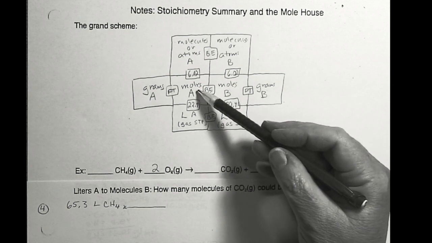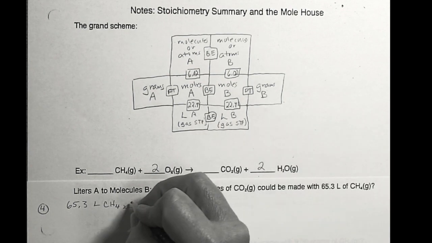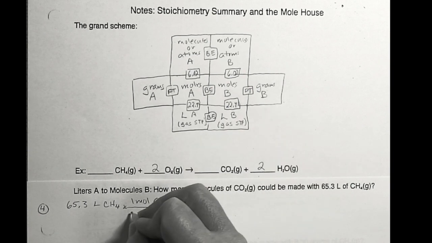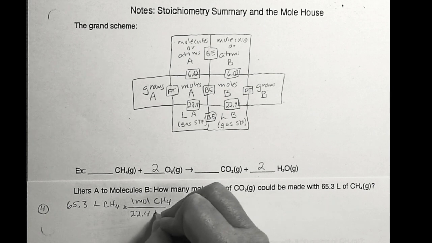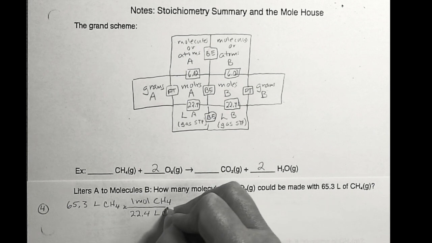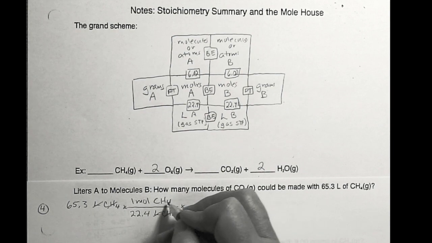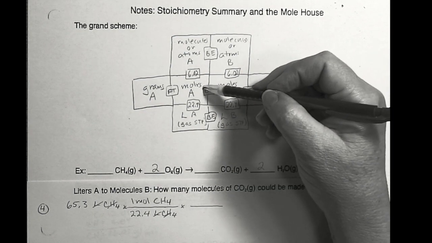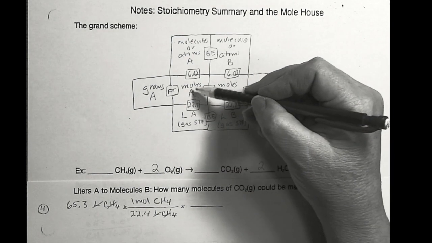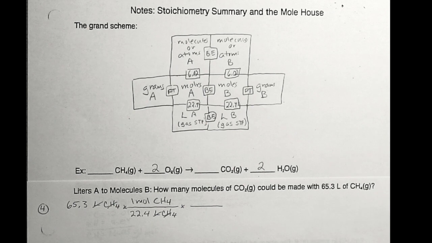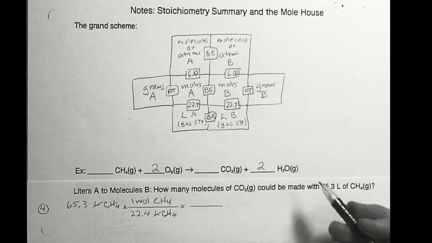And I'm going to go up to moles. So I'll say that 1 mole of CH4 is 22.4 liters of CH4. So now our liters are canceled. I've got moles of CH4. I'm in the moles room. I'm looking for it to go here. Now I could go up and over or over and up. I don't know if you have any rooms in your houses like this that you can get one place with many different routes, but I'm going to go from moles to moles.